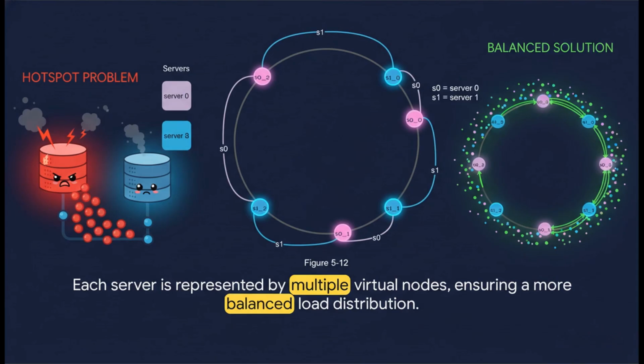Just look at the difference here. On the left, you see that hotspot problem. One server is flashing red, totally overloaded, while another one is just sitting there, bored and sad. On the right, you see the fix. Instead of putting one physical server on the ring, we pretend it's, say, 200 smaller servers. These are the virtual nodes. We scatter these hundreds of little color-coded dots all around the ring. Now the data gets distributed much more evenly, which means the load on our actual physical servers is beautifully balanced.